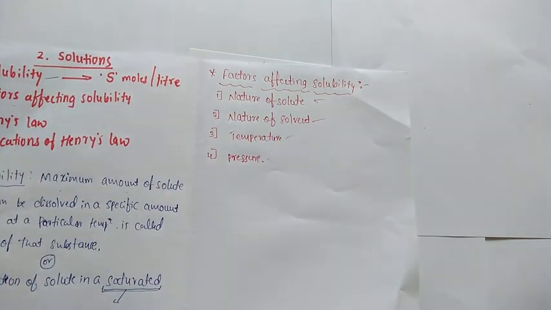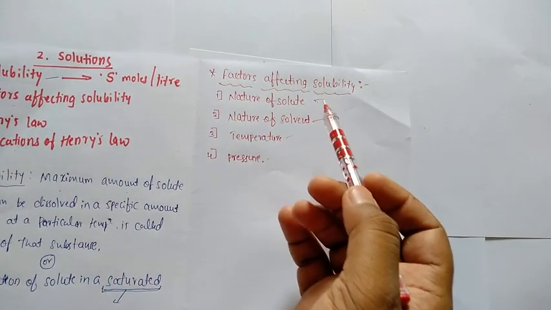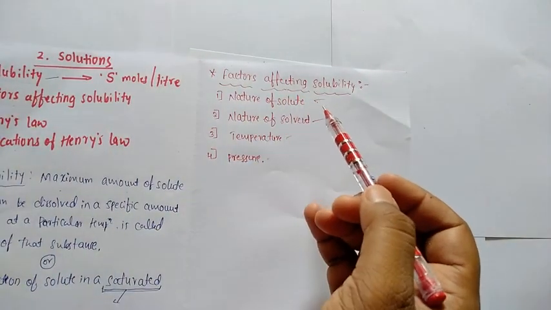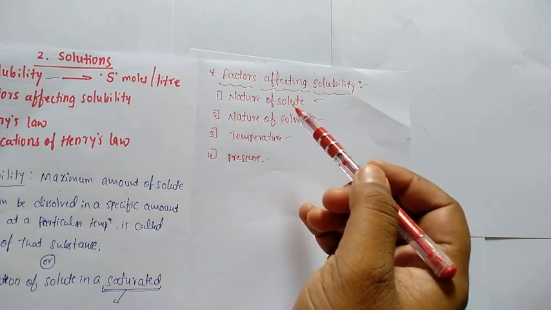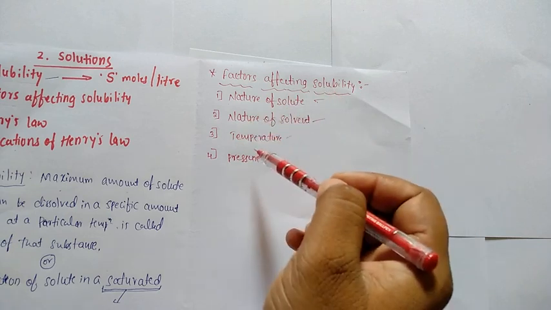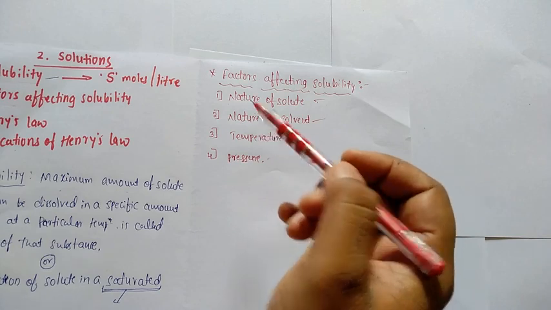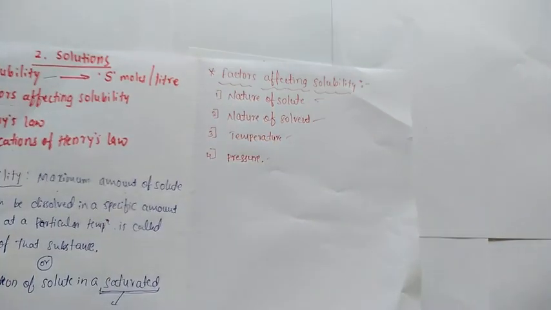In general, we can say all these things in one way. A polar solute can dissolve in a polar solvent only. If you increase the temperature, a solid becomes more easily soluble in a liquid. And if you increase the pressure, there is no effect of pressure on a solid dissolving in a liquid. Okay, let us discuss one by one, students.